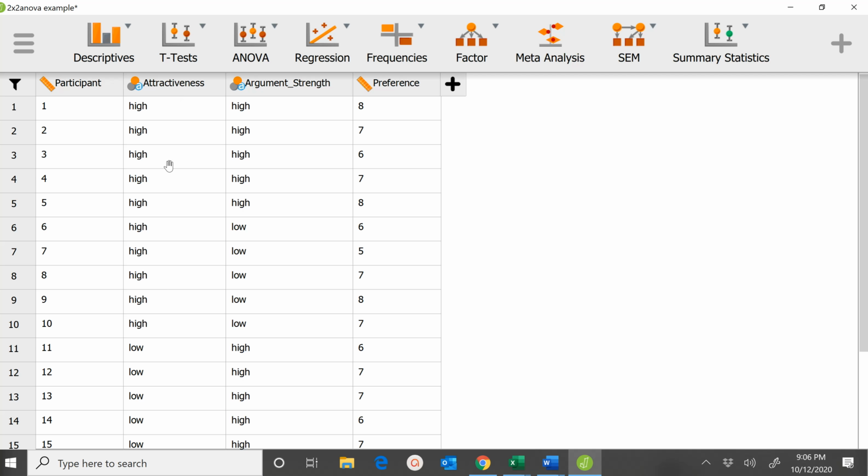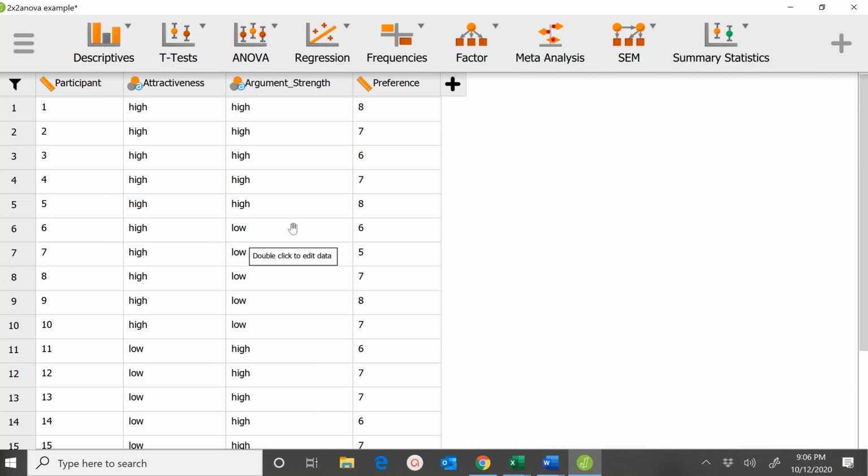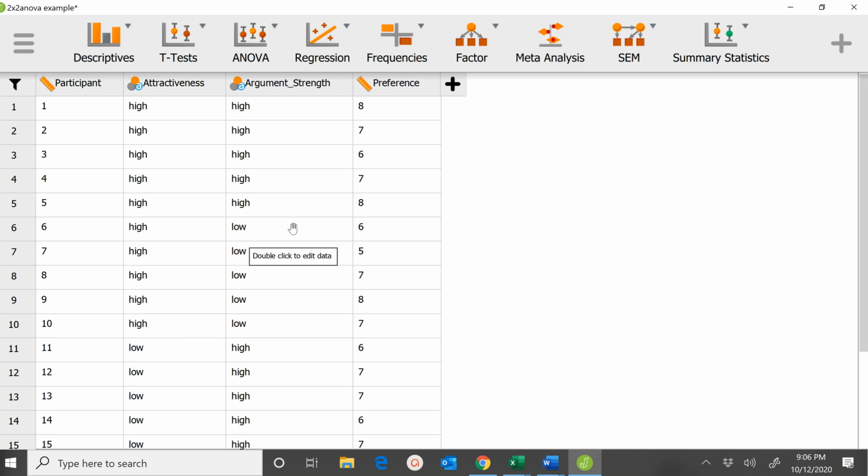So attractiveness has two levels, high and low. Argument strength has two levels, high and low. If you combine them, it's a 2x2 design with 4 cells. So one could be in the high-high condition, one could be in the high-low condition, one could be in the low-high condition, and one could be in the low-low condition. And we're going to compare the means for attractiveness, the means for argument strength, and the interaction of attractiveness and argument strength to see if that affects preference for whatever product.